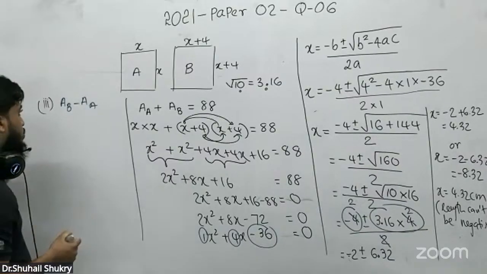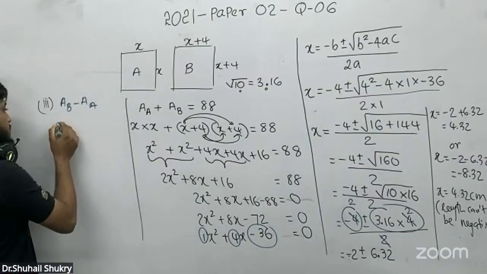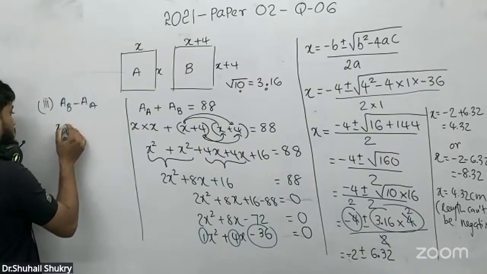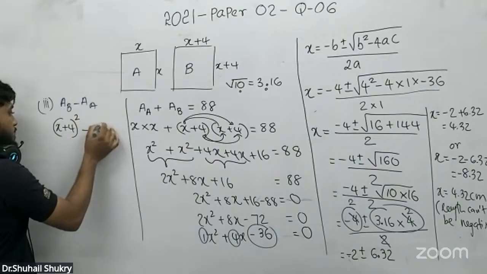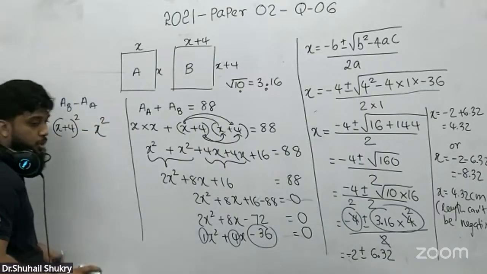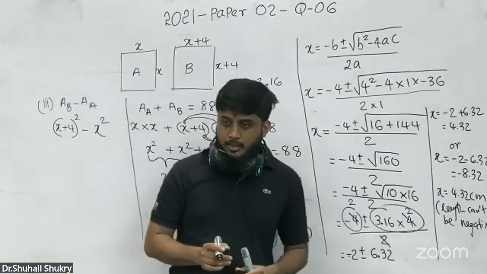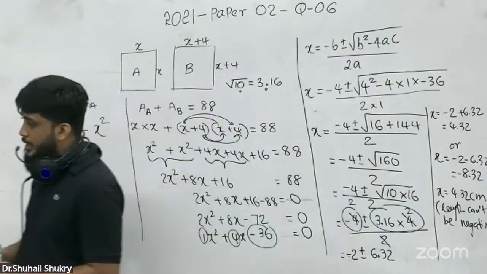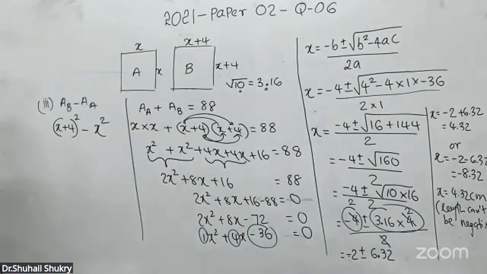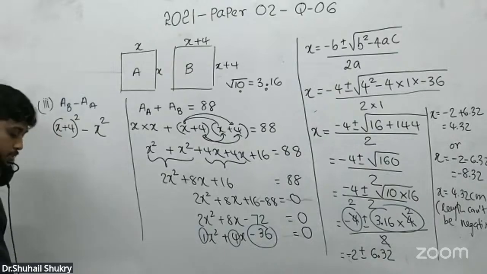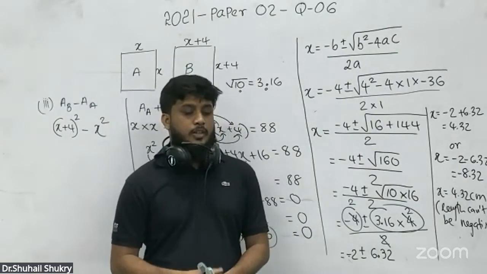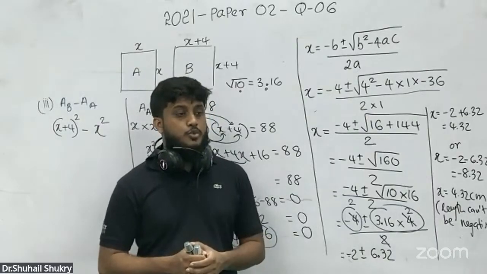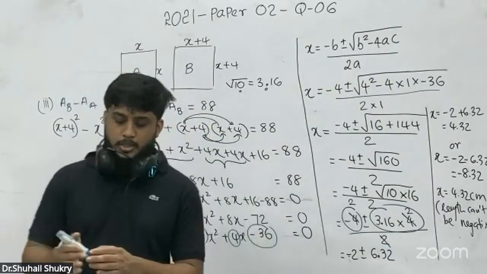Area B is how much, Puta? That is x plus 4. I can write it as x plus 4 squared here. Area A, I can write as x squared. Puta, when you see this, what comes to your head? Can you see this is a factorization? What factor comes to your head? Yes? What factor? Difference between two squares. So difference between two squares means.